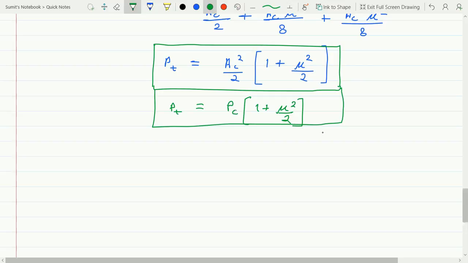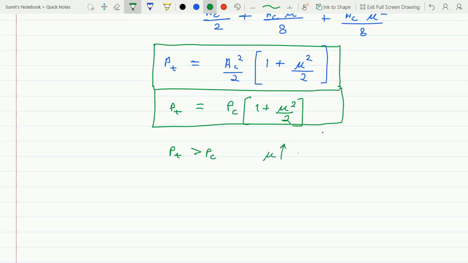So you can see, since this term is 1 plus mu square by 2, you will always see that the power of AM would be greater than the carrier power, and as you increase mu, the total power of AM will increase. So the more the mu, the more would be the transmitted AM power. Also you should remember this expression, plus you should also remember the power expressions for each and every term.